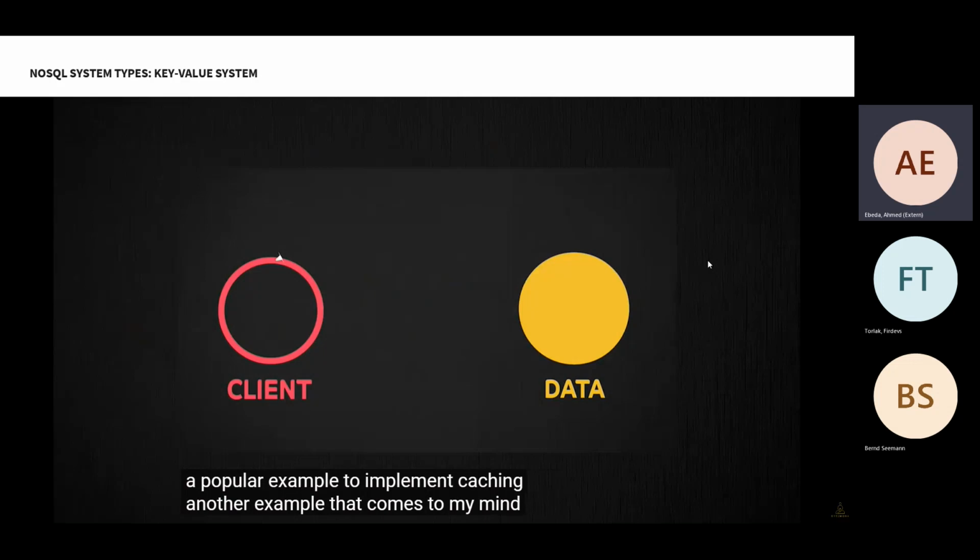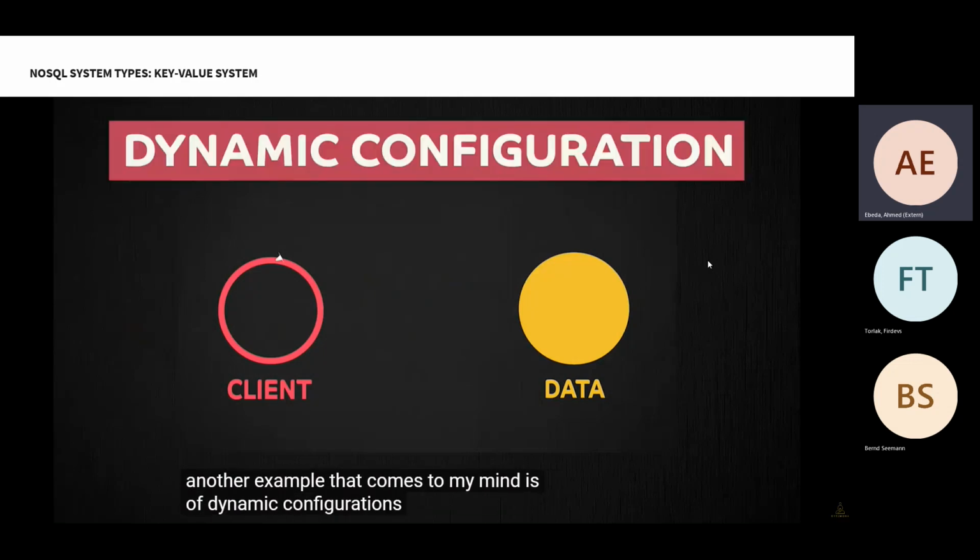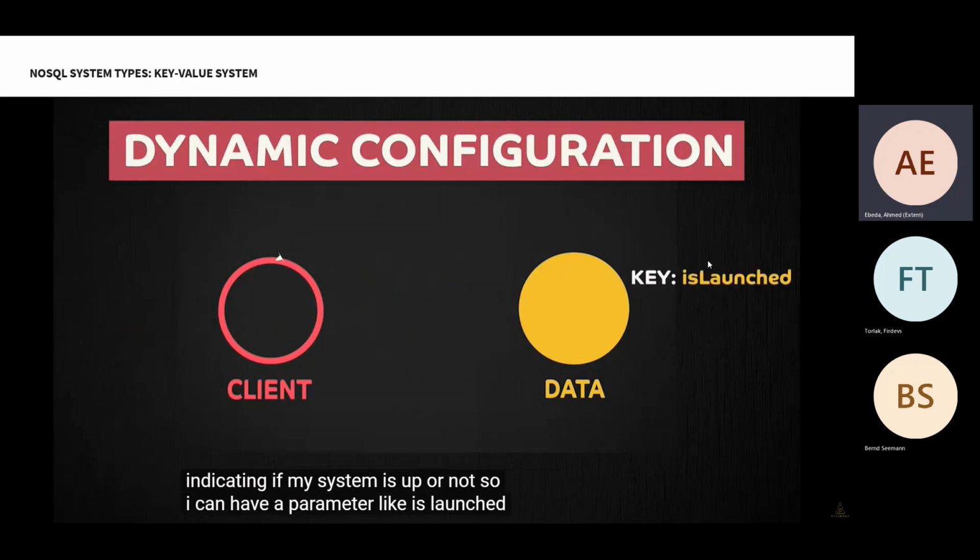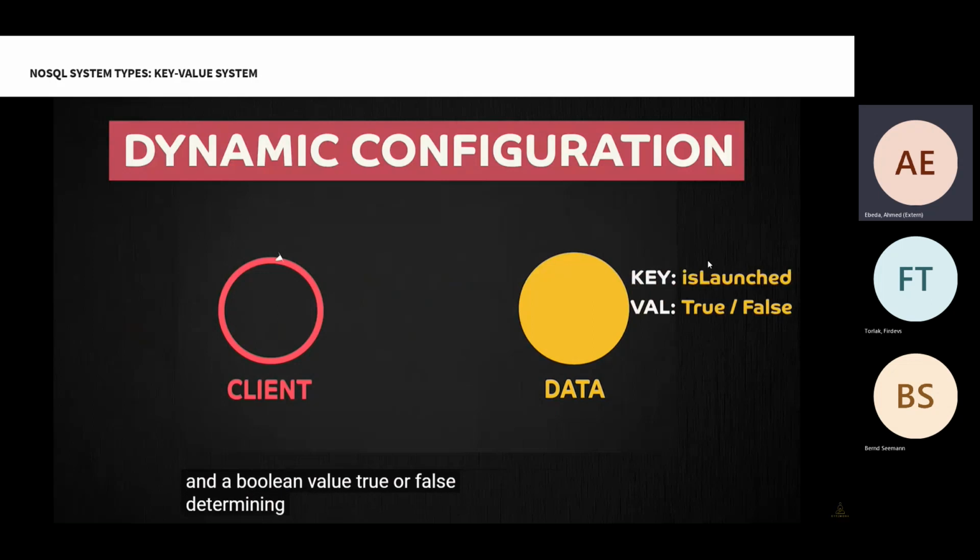Another example that comes to my mind is dynamic configurations, which I'll cover in another video, but to explain it briefly, sometimes you may have special parameters that different parts of your system may rely on. For example, I might like to store a value in the database indicating if my system is up or not. So I can have a parameter like is launched and a Boolean value true or false determining if the system is launched or not.